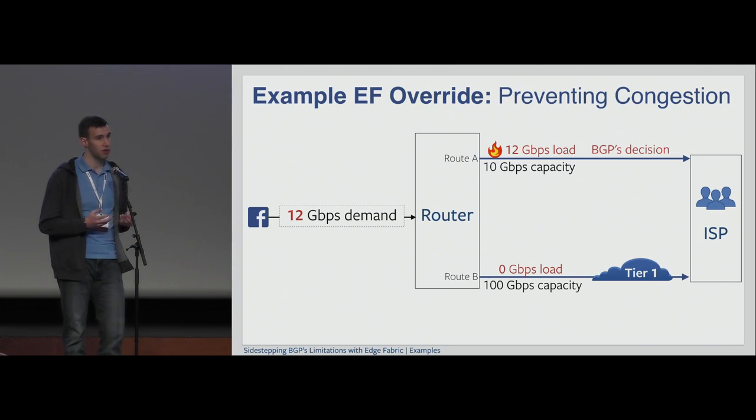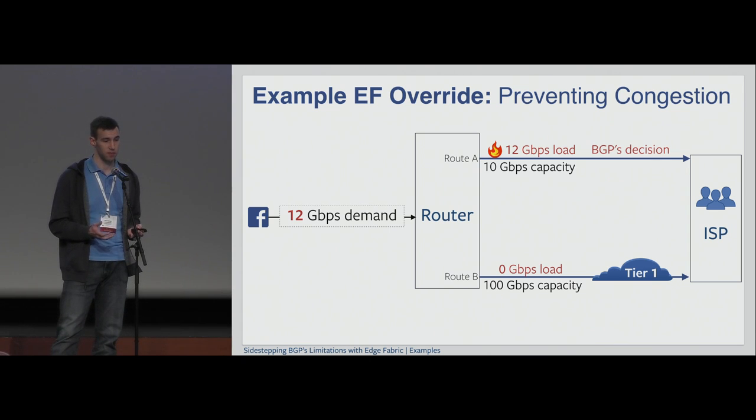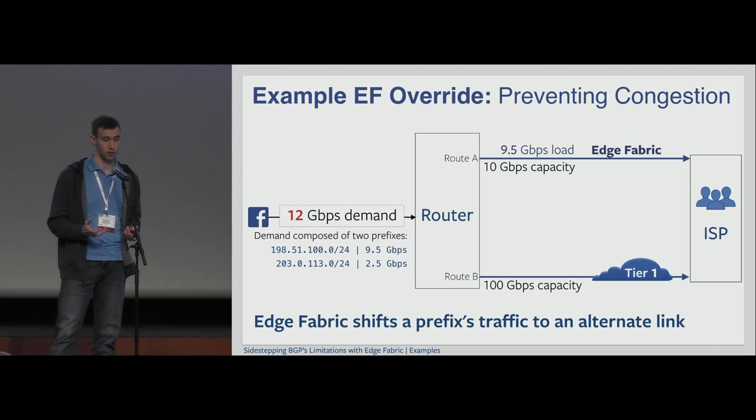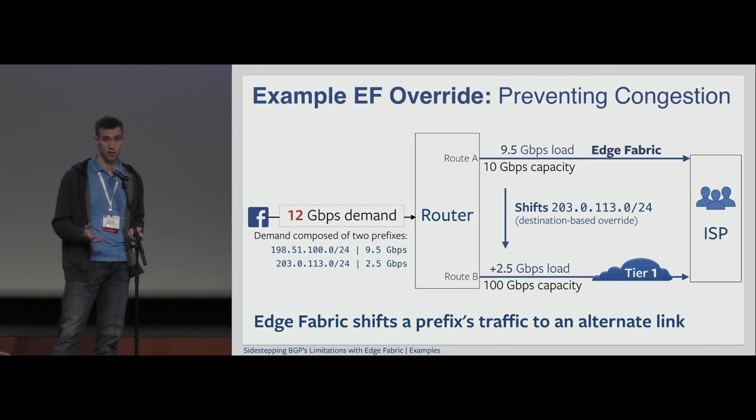So let's take a look at how all of this comes together to prevent congestion in our network. And we're going back to that example I showed earlier, where we have Facebook on the left trying to deliver 12 gigabits per second of traffic to this ISP on the right. And BGP, by default, is going to put all of that traffic onto that upper link, because we always prefer those short, direct paths from peers. And as a result, that link's going to become overloaded. So what Edge Fabric does is it understands that this 12 gigabits per second of demand is actually composed of two prefixes. And in this case, it understands that if it shifts one of these prefixes away and shifts that traffic to an alternate link, in this case, the path via the transit provider, it's going to prevent congestion on the peering link without causing congestion anywhere else.